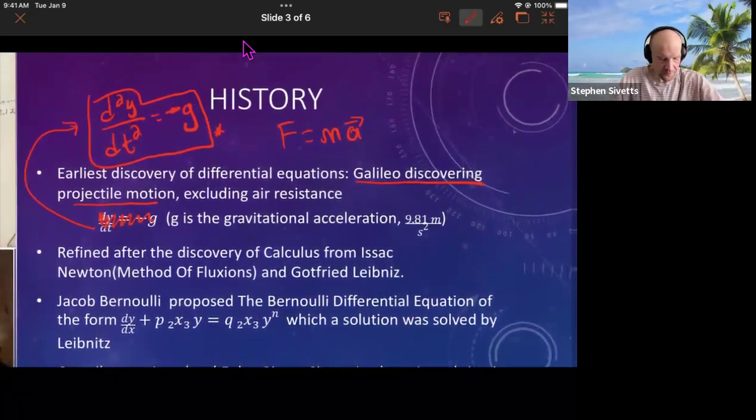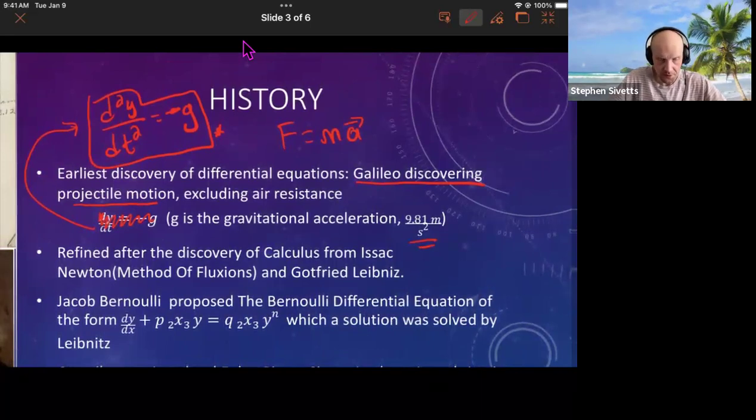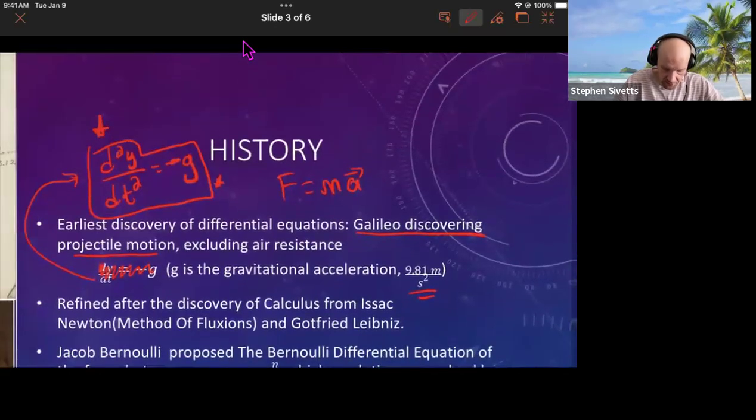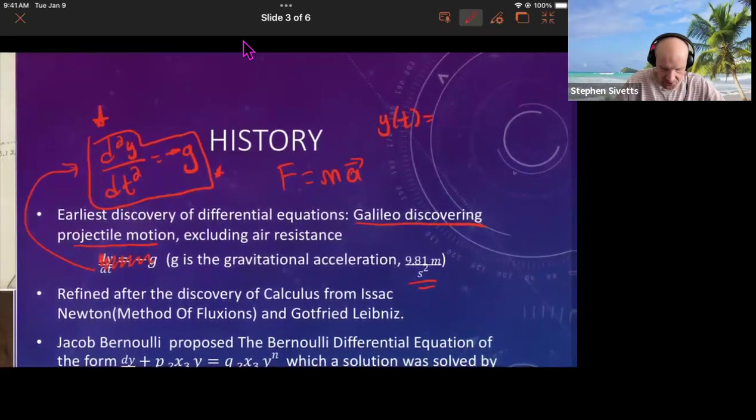To figure out a family of functions like this, well, minus g is a constant, right? 9.8 meters per second squared. So we integrate the function on the left, and if we integrate it twice, we'll get what's called a general solution for projectile motion. So it will be minus g over 2 t squared.